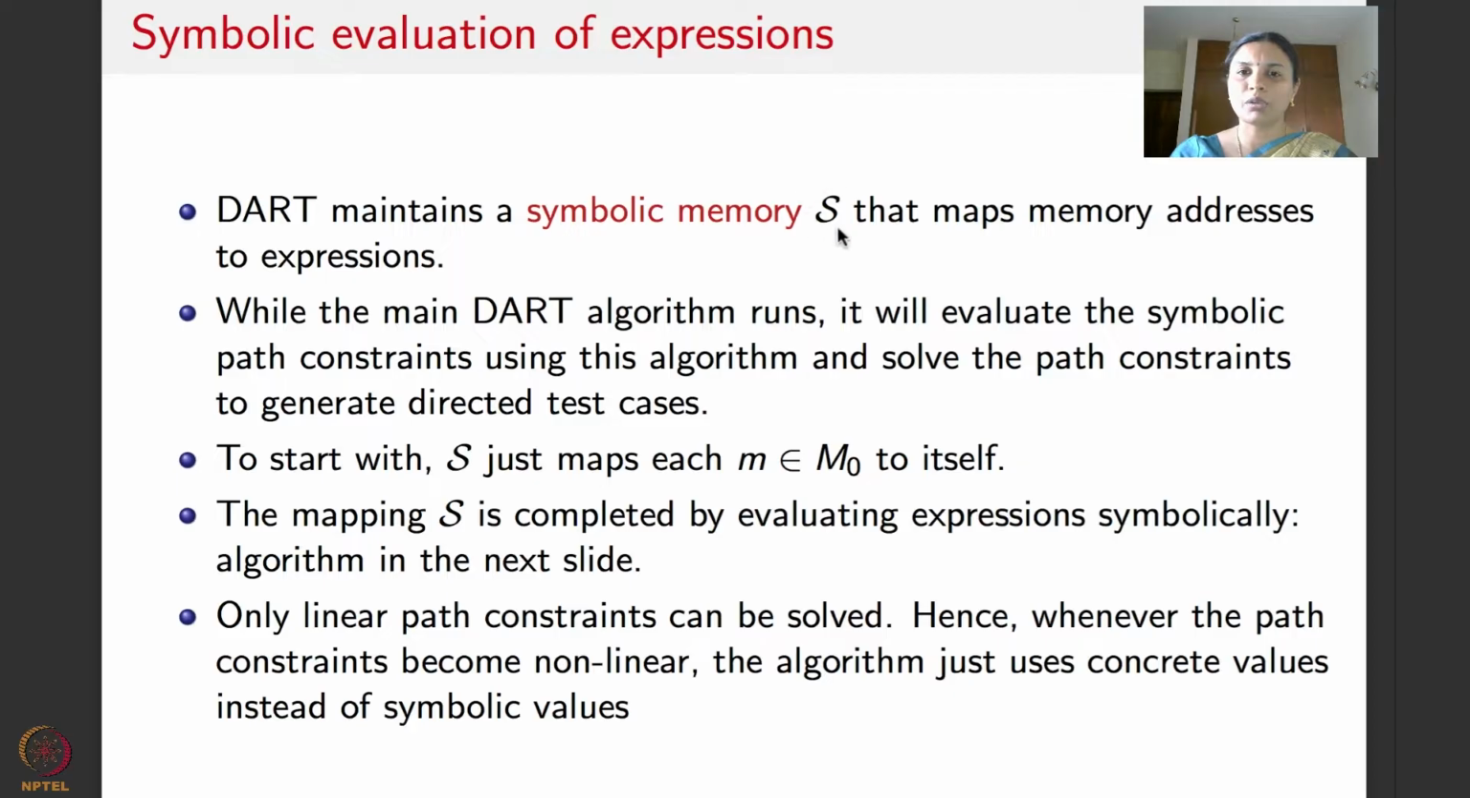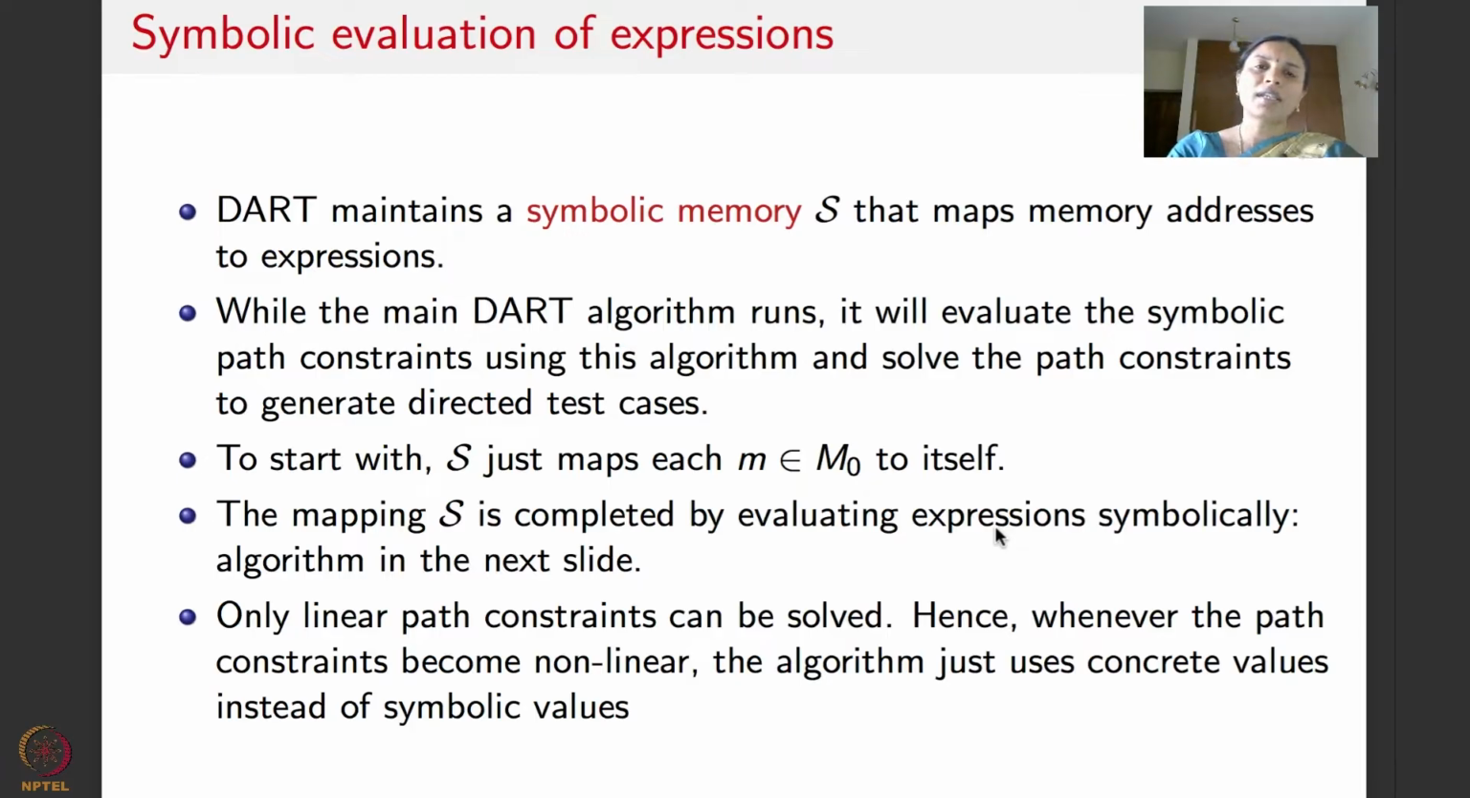Symbolic memory, denoted by S, is a map from memory addresses to expressions. When the DART algorithm runs, it will evaluate symbolic path constraints using the algorithm and solve the path constraint to get directed test cases. For solving, it will give it to a third-party constraint solver. To start with, the inputs will all be in S. The mapping of S is completed by evaluating expressions symbolically. So for each kind of expression, I'll tell you how to symbolically evaluate the expression.